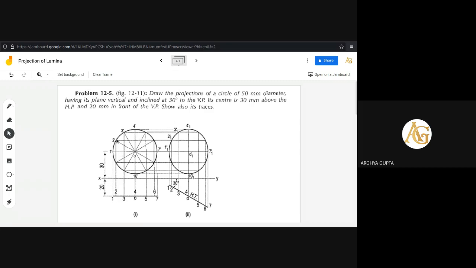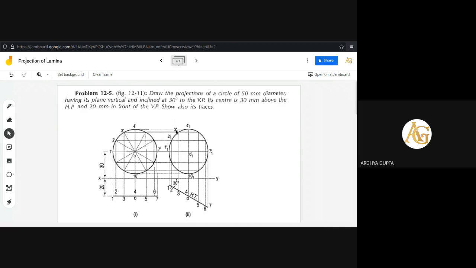From 1 dash to 2 and 12 will lie on the same vertical line. Then 3 and 11 will lie on the same vertical line. 4 and 10 have already lain on the same vertical line. Then 5 and 9, then 6 and 8, then 7. So you have to make dark only this portion. Otherwise, all the projection lines are thin.